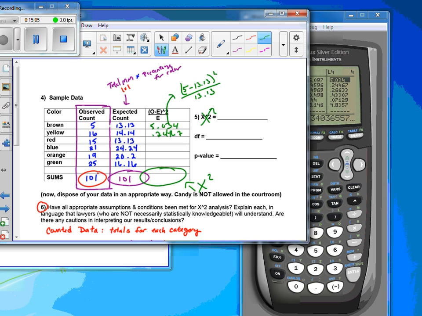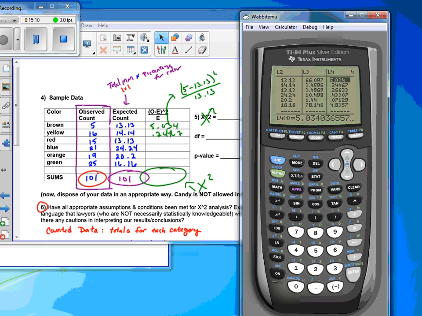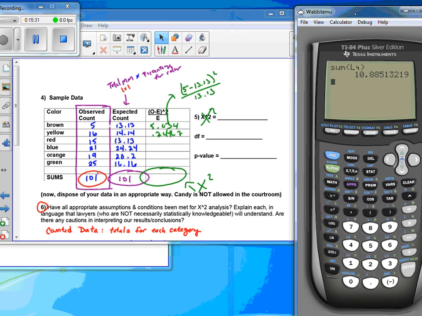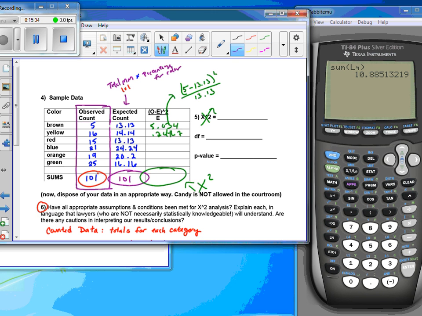I don't want to have to go through and type all these in, because I might make a mistake in the calculator. That seems like a disaster. So what you do is go to second quit, and then go to second stat. Not the stat menu, but the list menu. Scroll over to math, and then scroll down to where it says sum, and then type in the list that you want to add. I want to add all this stuff in list 4, and you get 10.885. That is my chi-square test statistic.